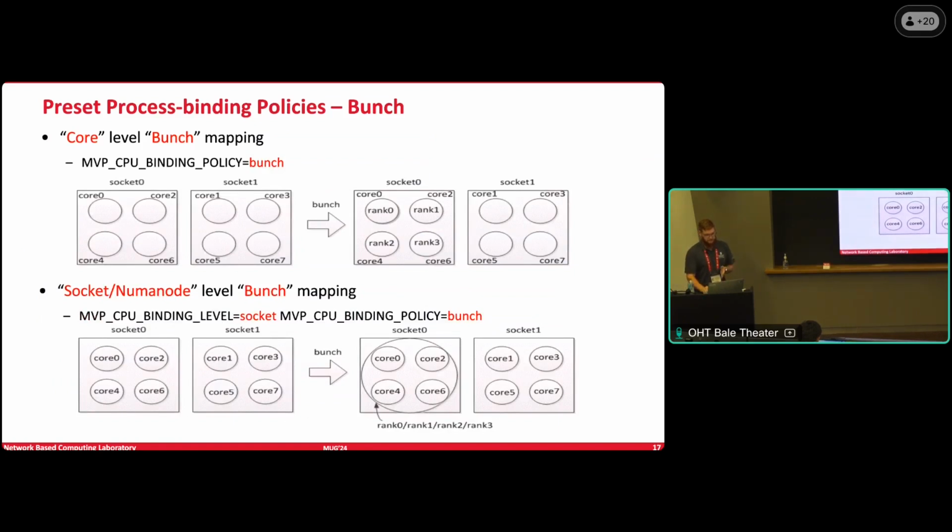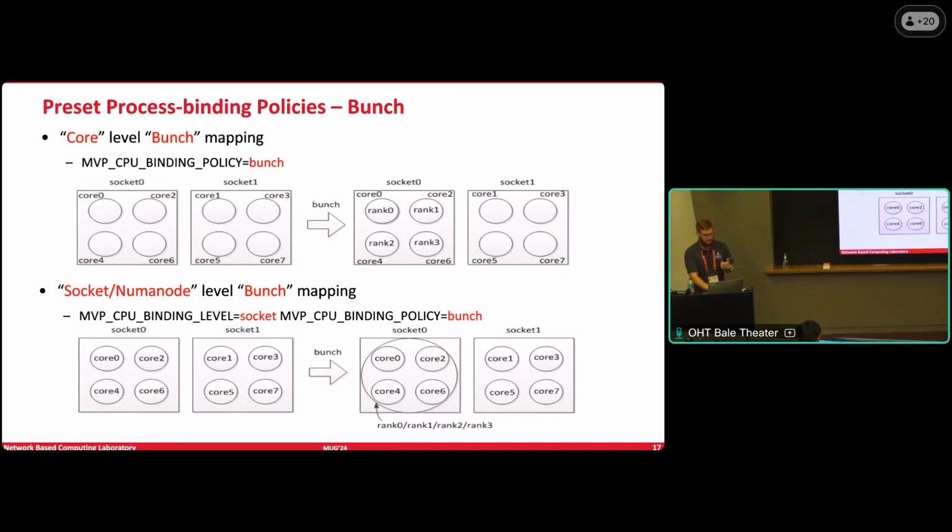So this first example shows the core binding, which, as I mentioned, is going to be our default binding. It's going to bind everything to a single physical core as opposed to a group of cores or hardware threads. And this is going to be a bunch mapping. So this is going to keep all of your ranks as close together as possible. This is going to be really nice if your processes are typically exchanging information with nearby ranks. You want to co-locate them on the same socket, all next to each other. This is a pretty good starting point. It's a good way to get a baseline and then experiment with other mapping policies.